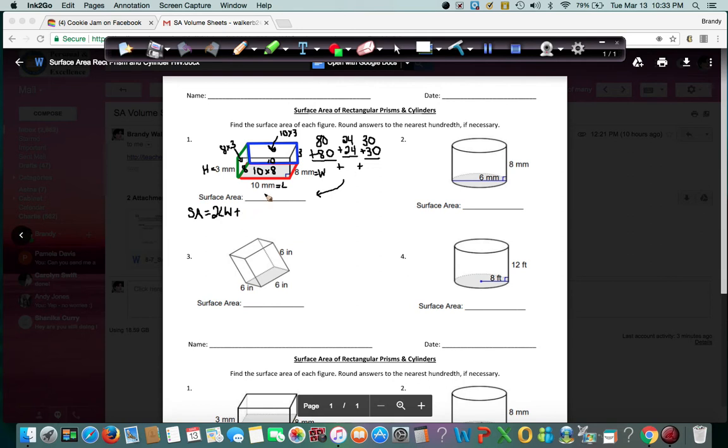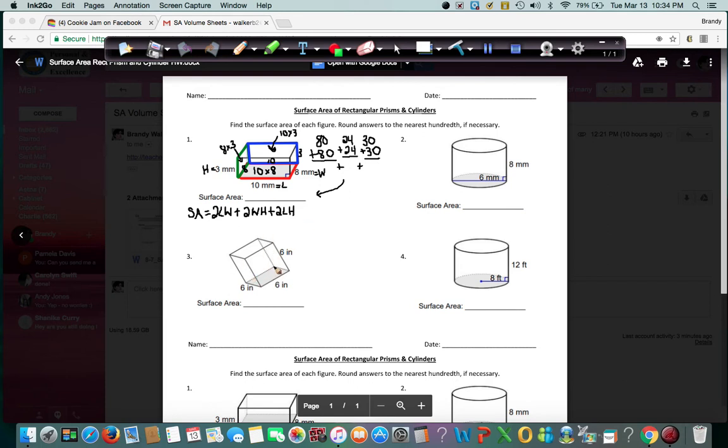Then we would add that with 2 times our width times our height. And you see we did that right here with the 24s because our width is 8 and our height is 3. And then finally, we have 2 times our length times our height. And we did that at the end when we set our length, which was 10, times our height, which is 3, and we got our 30, and we have 2 of those. So you can simply label and then plug and chug, or you can do it piece by piece. Either way, I'm good.